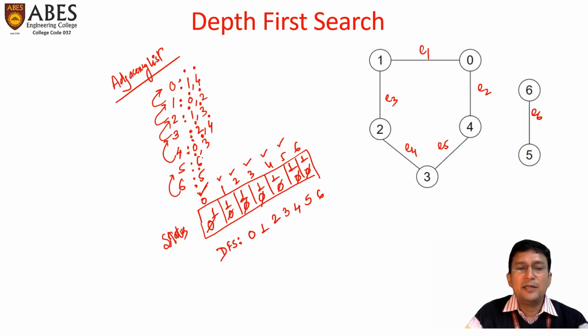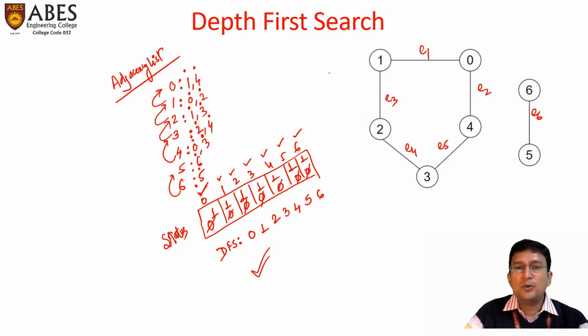From 5, you have seen all the connections. So you will backtrack to the calling function, and the calling function has seen the status of 0, 1, 2, 3, 4, 5, everything, but it has not seen the status of 6. So let's see the status of 6. This has already got visited. So we have completed our DFS, and this is the DFS sequence.